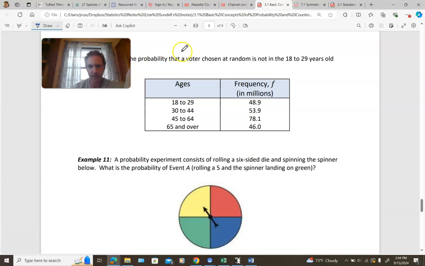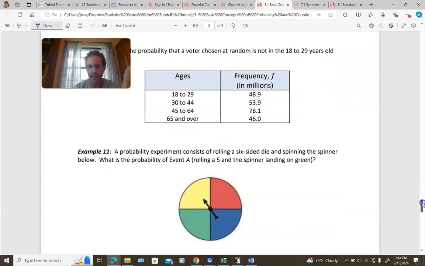Example 10 says, find the probability that a voter chosen at random is not in the 18 to 29-year-old range. So this is an example in which we can implement that idea of a complement. The probability that a random voter is not within this range would essentially be the same as asking the probability that a random voter is within this range, or this range. One of these three.